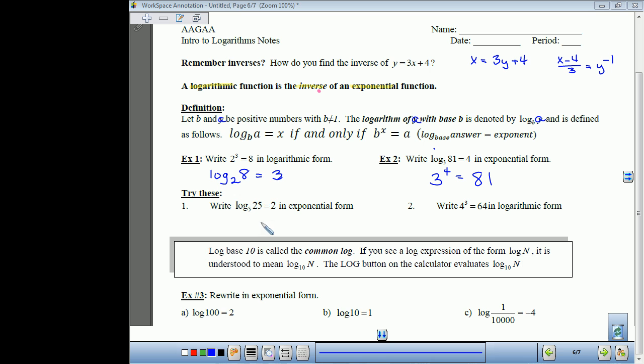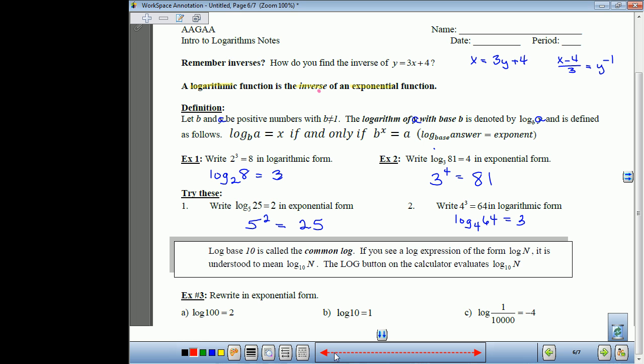Okay, so number 1, my base is 5, my exponent is 2, and my answer is 25. Number 2, it asks me to switch to logarithmic form, so it is log. When you write your base, you write it as a subscript. What is the base in this case? 4. What is the answer part? 64 equals the exponent, 3.